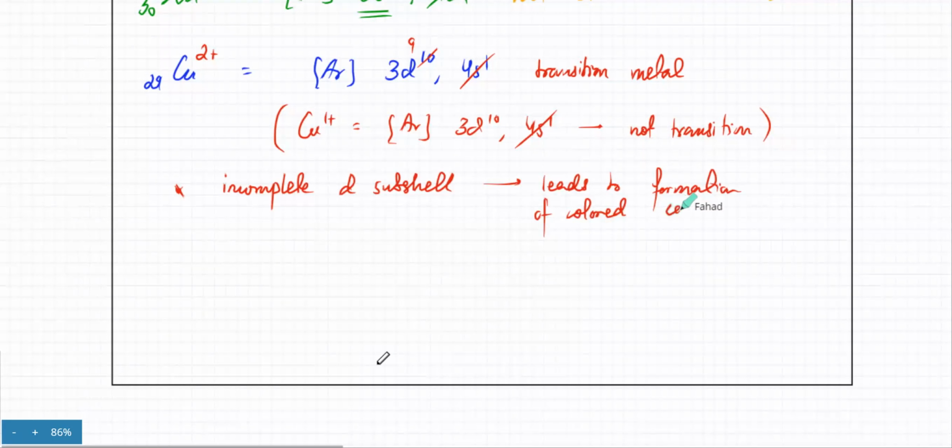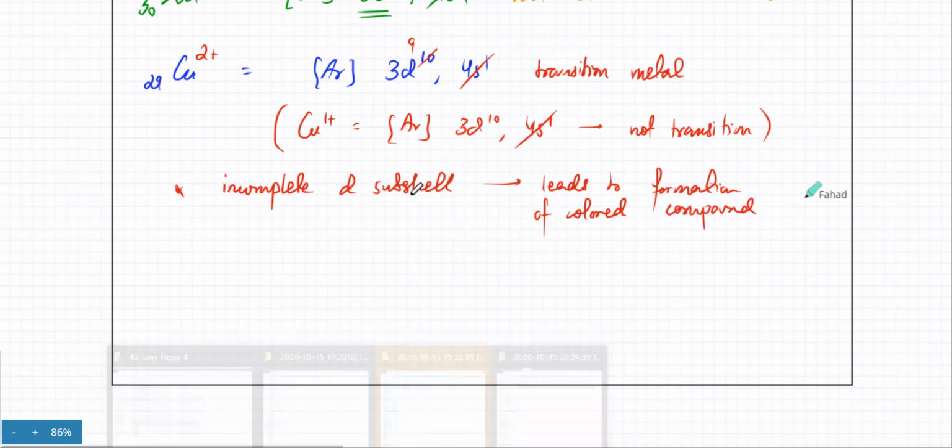So any compound that has either a full d subshell or an empty d subshell is not going to be capable of forming colored compounds. So an incomplete d subshell is very important. A transition metal has an incomplete d subshell. Its ion has an incomplete d subshell.